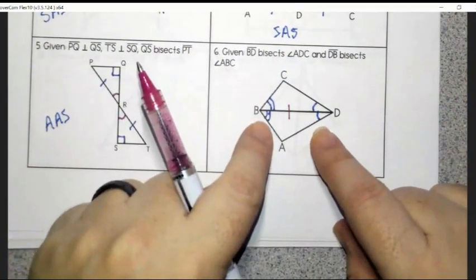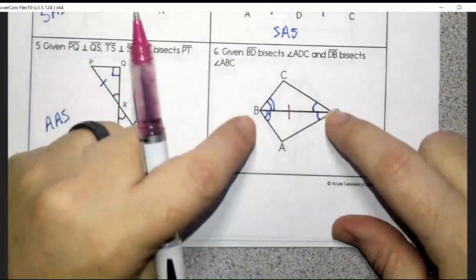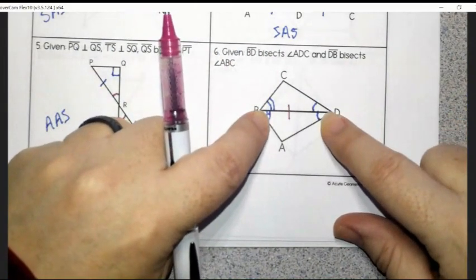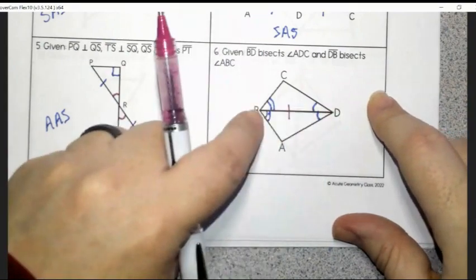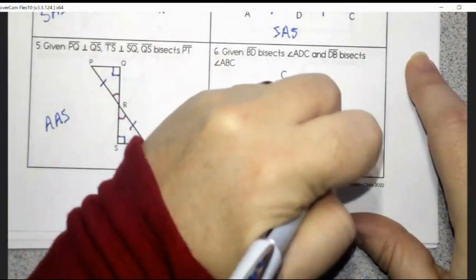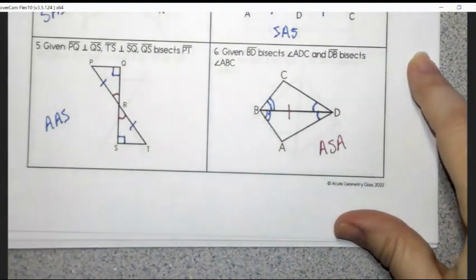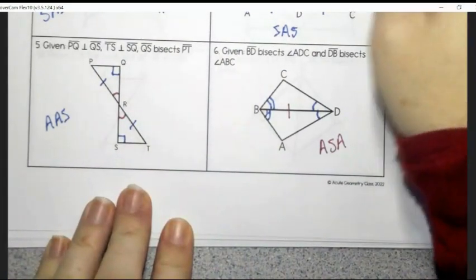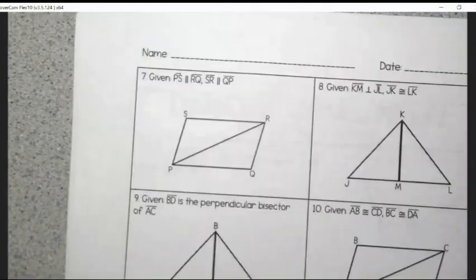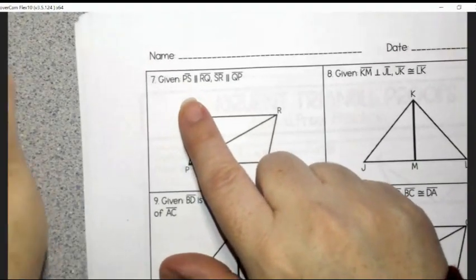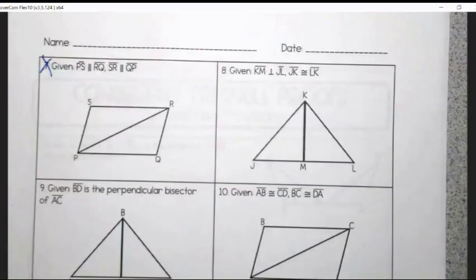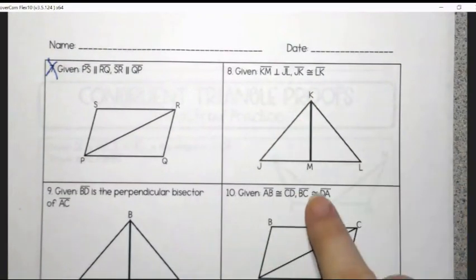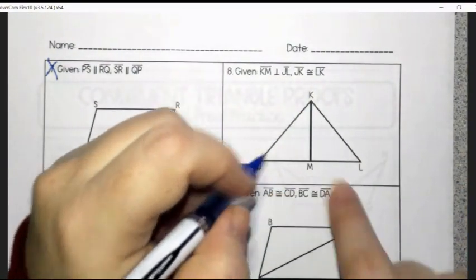So this is 2 angles and a side. Once again, if I put my finger on each of the angles, the side in between my fingers is this one that's marked. So that means this is A, S, A. Let's try a few more. Number 7, that's a parallel sign. We haven't done parallel yet, so we're going to skip that one. Number 8, KM is perpendicular to JL.